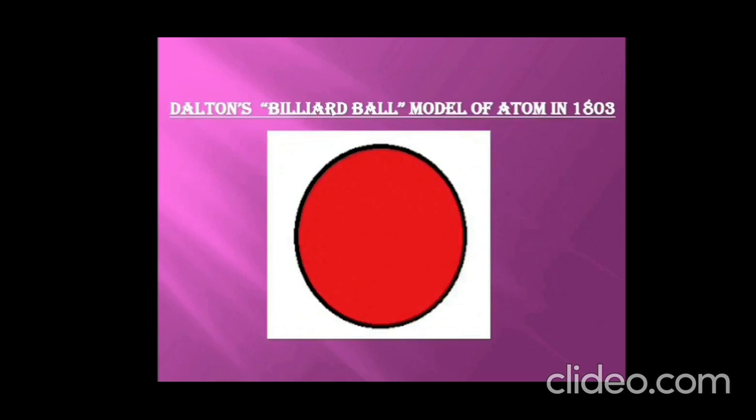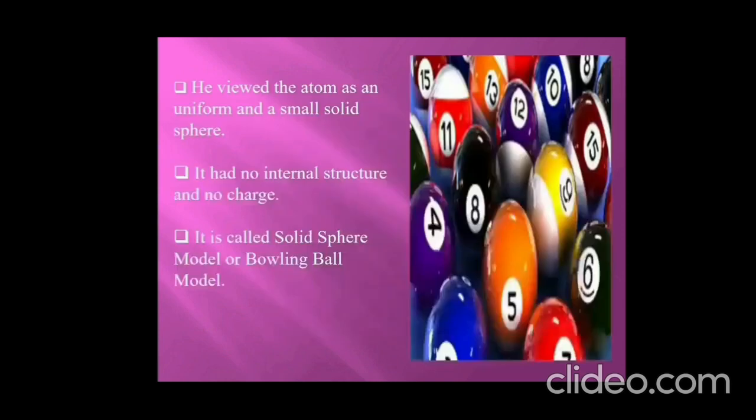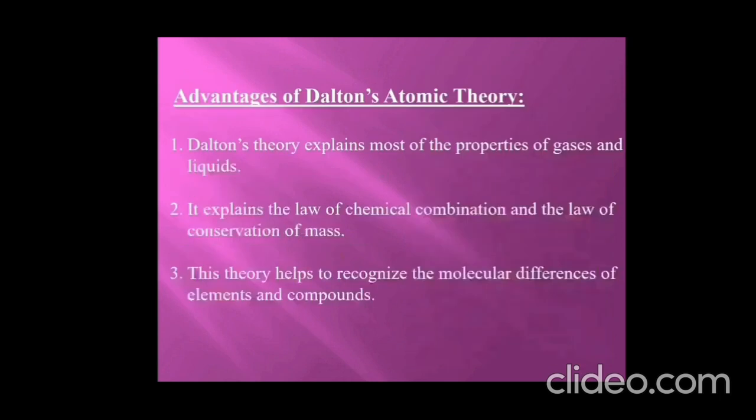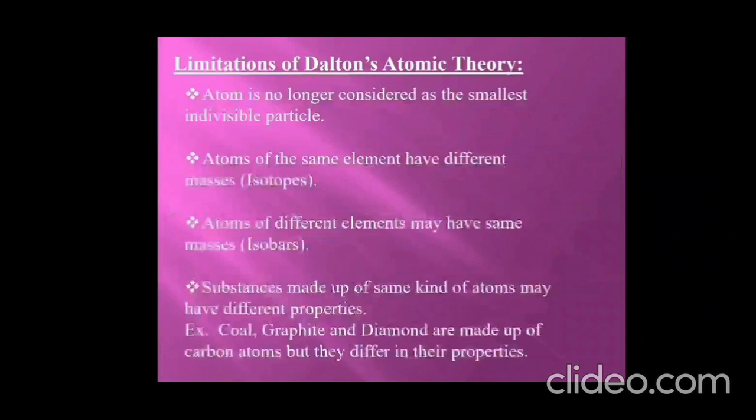He said that the atom is a uniform, solid sphere. It had no internal structure and no charge. So it is called the solid sphere model or bowling ball model. Now we will see the advantages and disadvantages of Dalton's atomic theory. First, advantages: he explains most of the properties of gases and liquids. Secondly, he explains the law of chemical combination and the law of conservation of mass. Thirdly, he helps to recognize the molecular differences of elements and compounds.